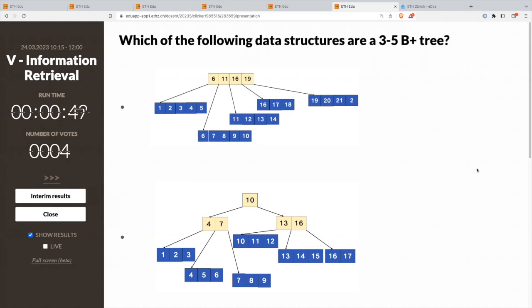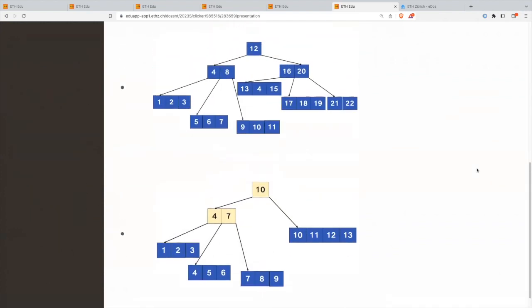So these are the first two. I'm going to scroll down to the other two. These are the other two. So we are looking for 3-5 B plus trees, according to the convention that I showed you last week, right? Because I warned you that there might be multiple conventions in use across the world.